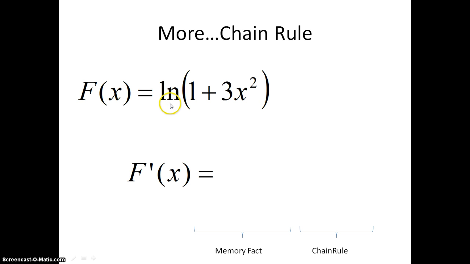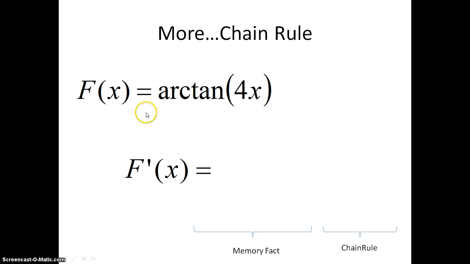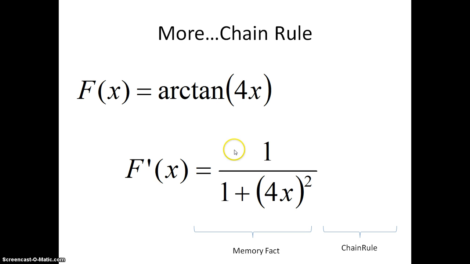If the original function were log of this sum, then the derivative would be the reciprocal of that sum times the derivative of that sum, which is just 6x. And then many textbook publishers would take 6 times x and put that in the numerator. If the original function is arctan of 4x, we know what the derivative should look like. It's 1 over the sum, 1 plus the quantity 4x squared. But we needed another factor of 4. Why? Because of the chain rule.